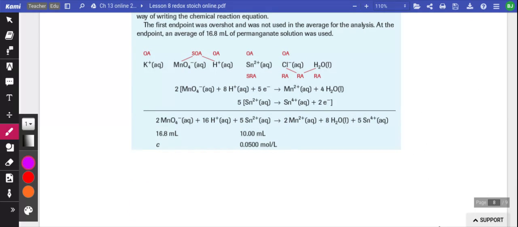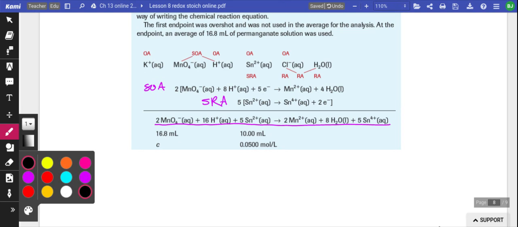Okay, so I have my two half reactions, my strongest oxidizing agent, my strongest reducing agent. Here's my balanced redox reaction. Let's switch colors here. And here's what I know. Okay, so we're looking for the concentration of MnO4 minus.